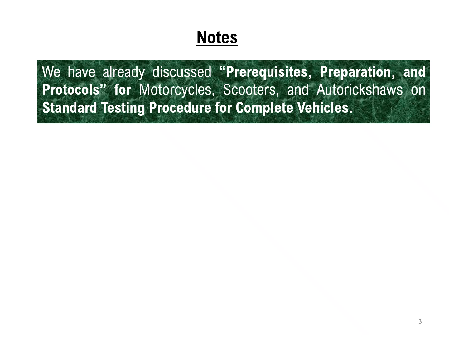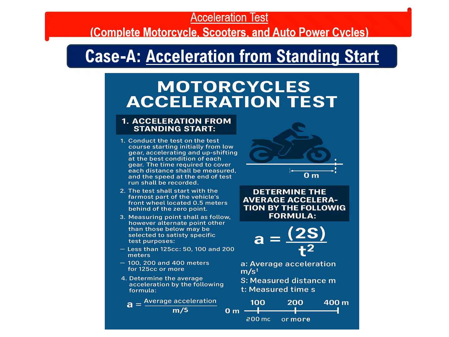We have already discussed the prerequisites, preparations, and protocols applicable to the standard testing procedures for complete vehicles, that is, motorcycles, scooters, auto rickshaws, and power operated cycles. Here are two situations for acceleration test. Number one is acceleration from the standing start, and number two is acceleration from the running start.